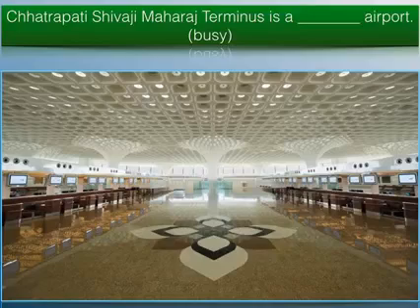Well, you can see that Chhatrapati Shivaji Maharaj Terminus is not compared to any other airport. So, we would be using the base form or the positive degree of the adjective busy. So, the answer would be Chhatrapati Shivaji Maharaj Terminus is a busy airport.